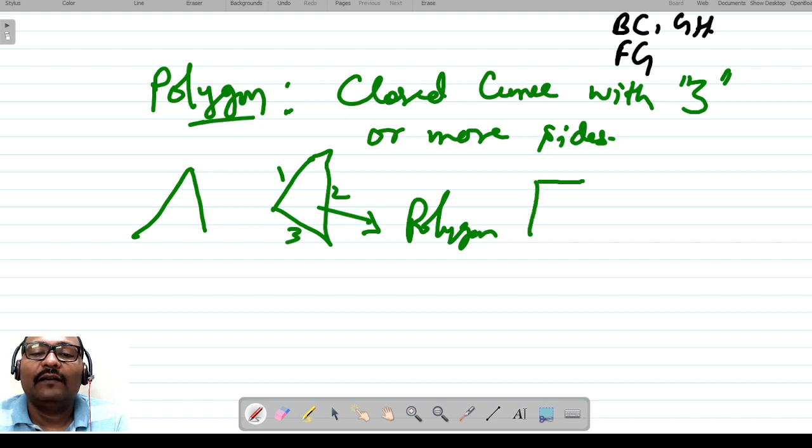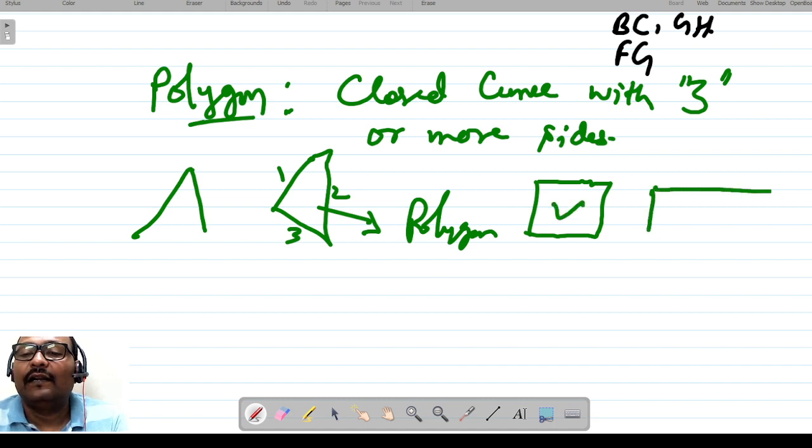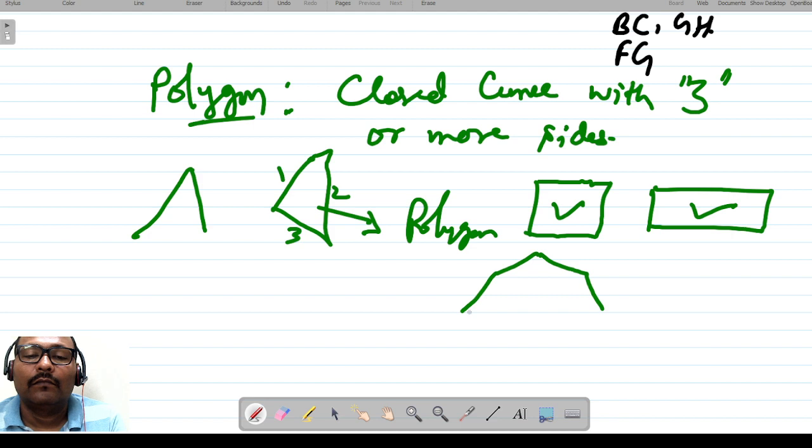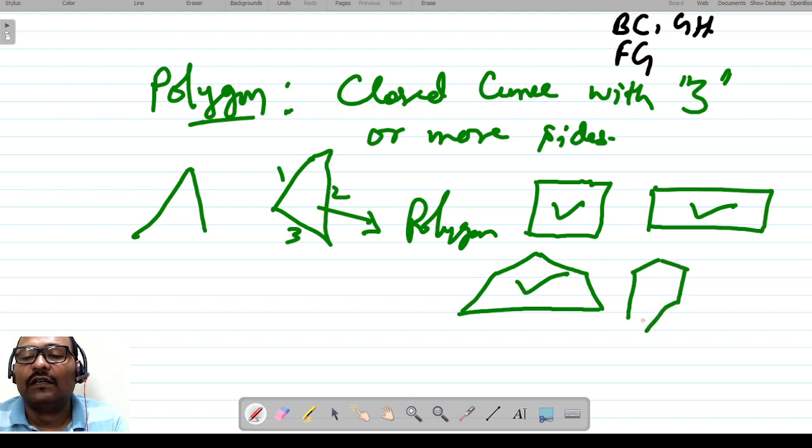And a square is a polygon. A rectangle is also a polygon. A pentagon with 5 sides is a polygon, or a hexagon is also a polygon. Heptagon, octagon, nonagon. So everything is a polygon, right? But it should be a closed curve, okay?